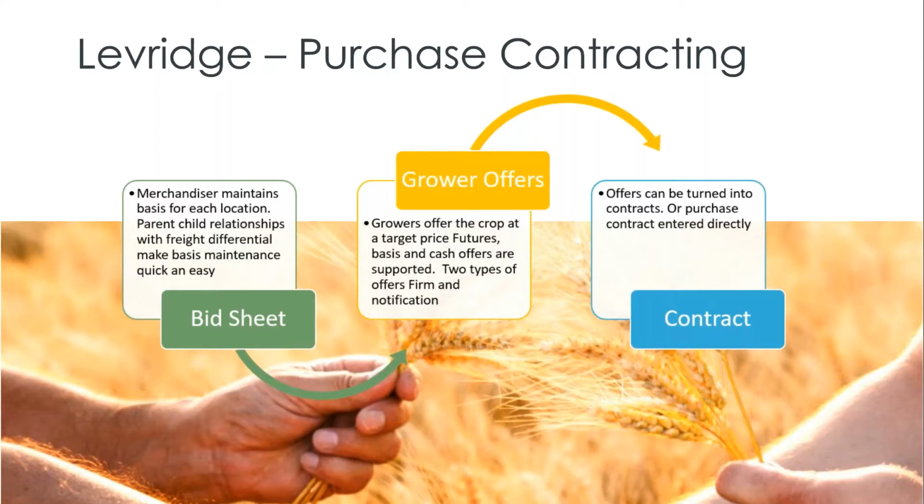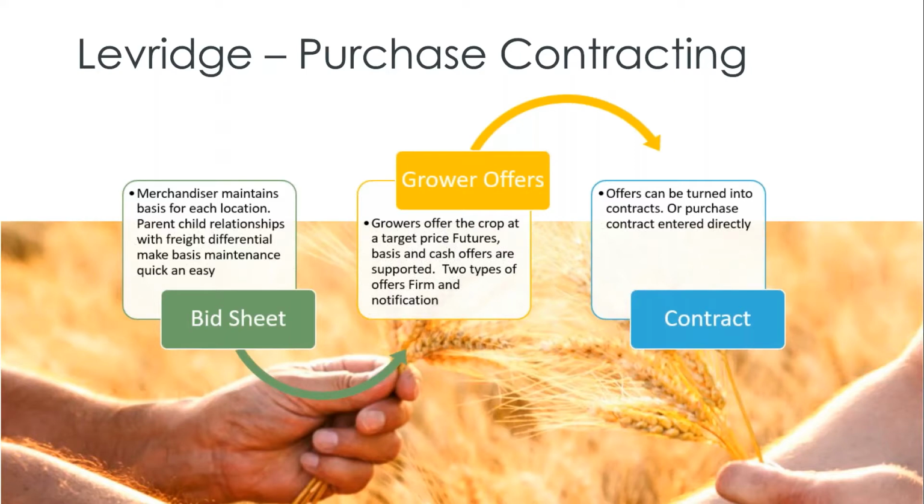The first step then is grower offers. Again, it's an optional step, but if a grower calls in and says, hey, I'll sell you my corn when it hits $3.50, you can track that with the grower offers system. We have two types of grower offers, firm and notification offers. A firm offer is where you don't have to call the grower. You can just go ahead and contract for that grain when it hits his price. A notification offer is one where the grower wants you to call them if it hits that price, and then based on that phone call, you'll decide to either execute the contract or not.